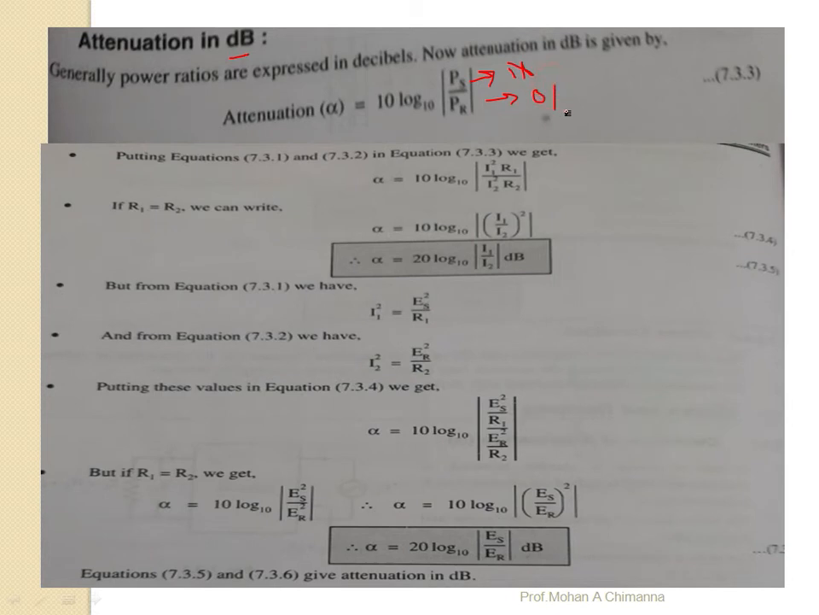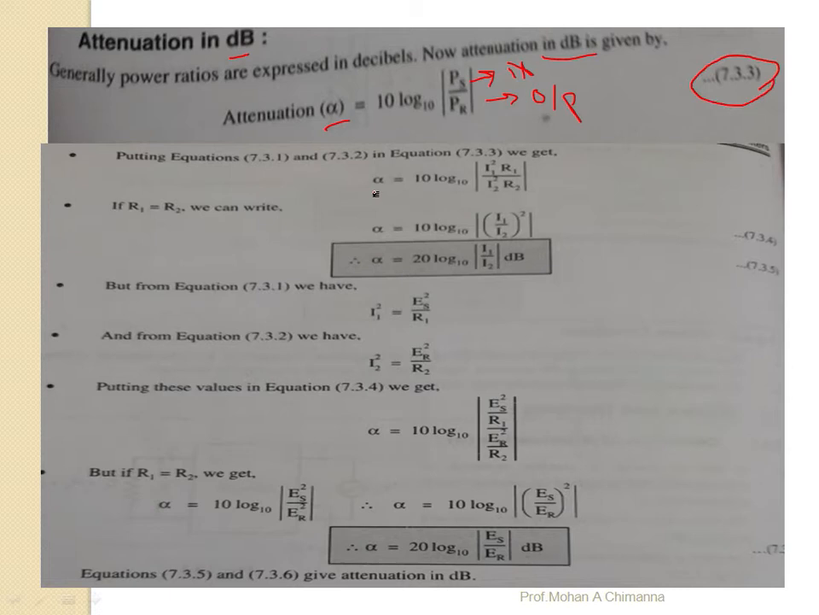If you take the ratio of the input power to the output power, and your attenuation is represented in decibels, then alpha is equal to 10 log to the base 10 of the input power to the output power. This is equation number 3.